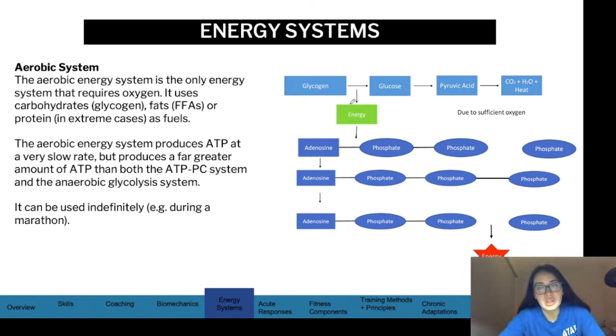So you can see here, glycogen's broken down into glucose, and this releases energy. This glucose is then broken down into pyruvic acid. In the case of the anaerobic system, this pyruvic acid was broken down to lactic acid and hydrogen ions. But here, pyruvic acid's broken down to carbon dioxide, water, and heat, because in this case, we have sufficient oxygen to break it down and release carbon dioxide, water, and heat instead of hydrogen ions. So you can see there is a bit of a difference here.